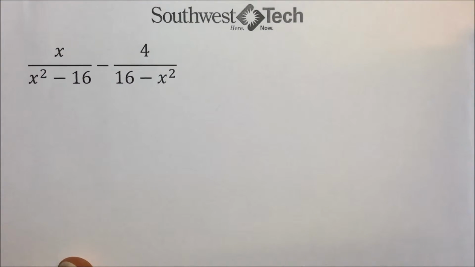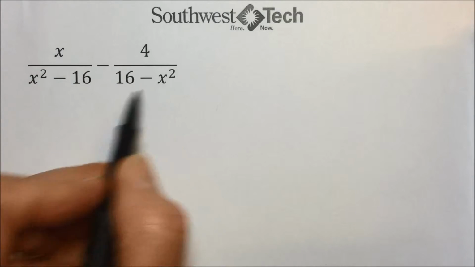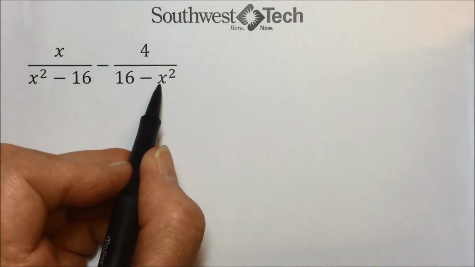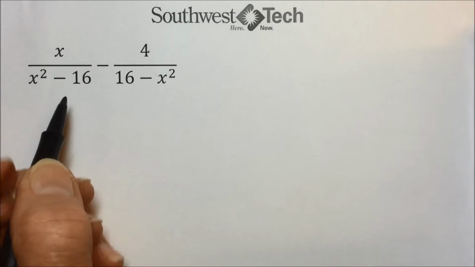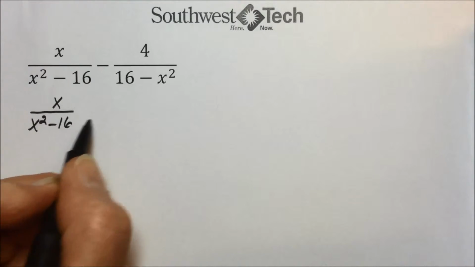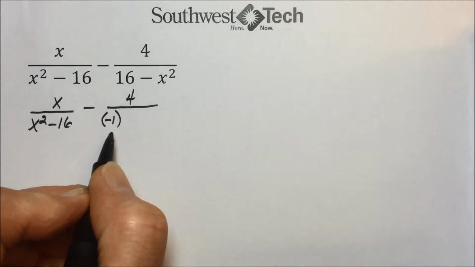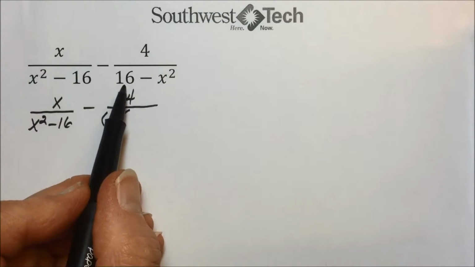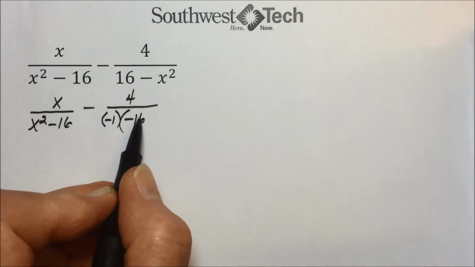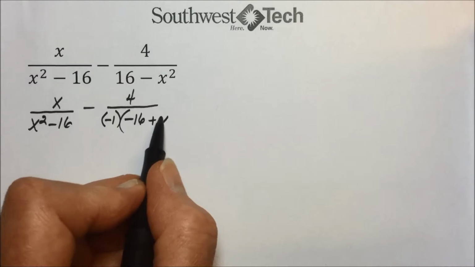This next example is a subtraction of two rational expressions with unlike denominators, but they're so close. If this 16 was only a negative 16, and if this x squared was only a positive x squared, they'd be exactly alike. If you remember from factoring, we had a technique that changed the signs, and that was factoring out a negative 1. Factoring out a negative 1 changes the 16 into a negative 16, and changes the minus x squared into a plus x squared.